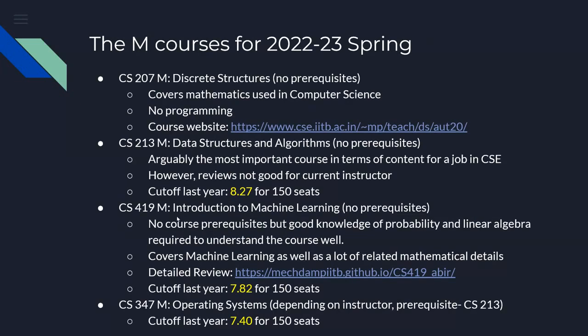And for spring, it's CS 207 and 2 quite important courses of the CS minor, CS 213 and CS 419. Data structures and algorithms is the course for programming, where you are taught all the basics about the data structures used in programming as well as different algorithms. But the reviews for the current instructor are not that good. So you'll have to.